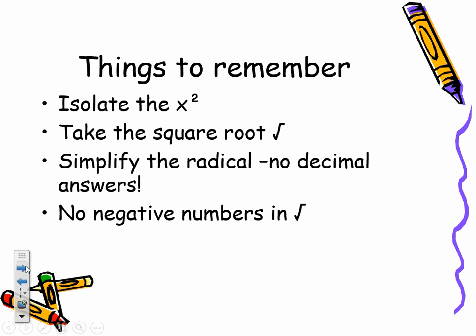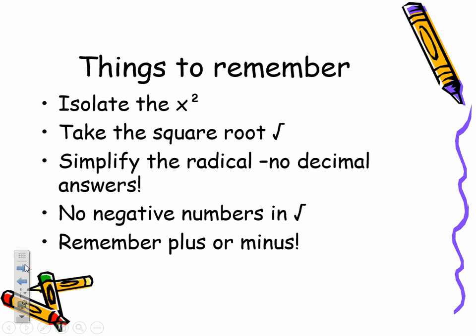And no negative numbers should be occurring in those square roots. If they do, that's a no solution type problem. And then always remember your plus or minus. A lot of times those are the things that people forget. That's a big important part of it, to make sure that we're getting our two solutions, okay? So this is the thing to remember slide.